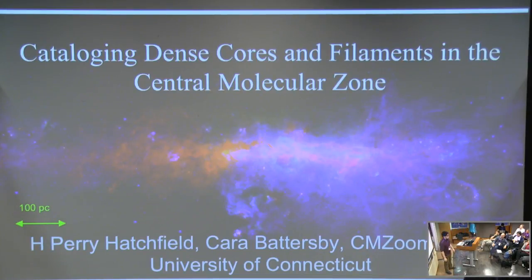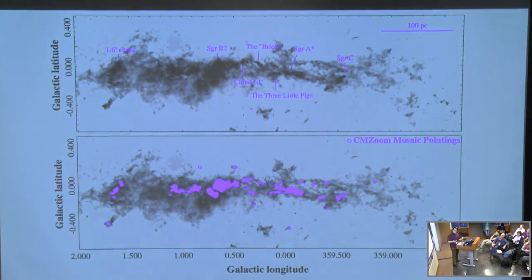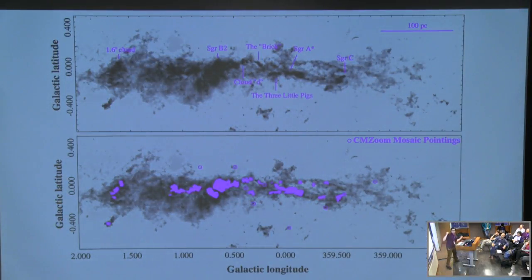Hi, so my name's Perry Hatchfield. I'm a graduate student at the University of Connecticut working with Kara Battersby and the CM Zoom team. This is my obligatory Herschel 3-color image of the inner few hundred parsecs of the galaxy. So I've been working as part of the CM Zoom team, as I said. I think Danielle Callanan showed this figure yesterday, but I'll show it again. These are the pointings of the 500-hour SMA survey of dense core and structure in the inner 500 parsecs of the galaxy.